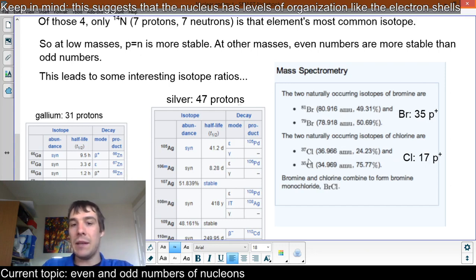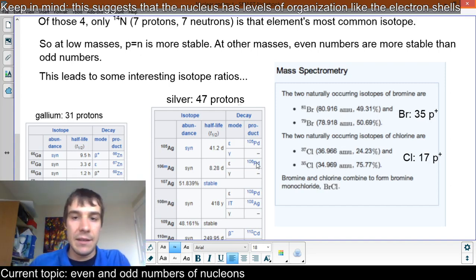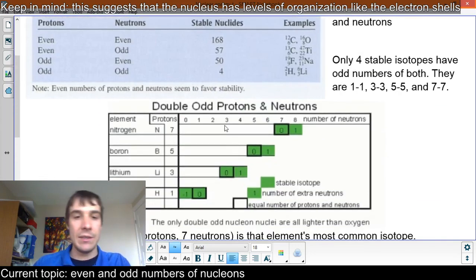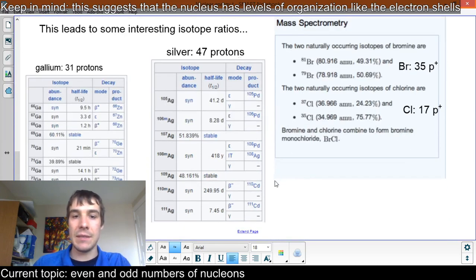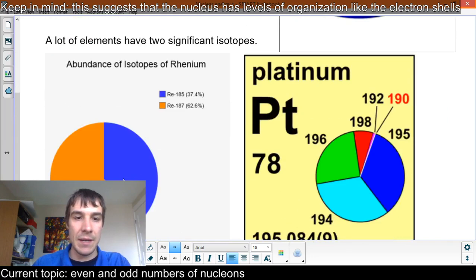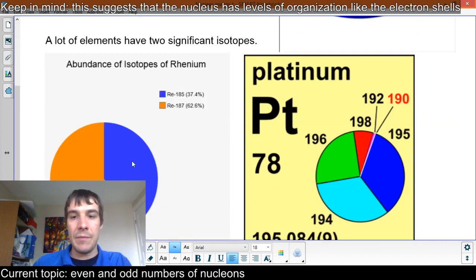And same thing with chlorine. Chlorine has 17 protons, and it's a split. About 25% of it is chlorine 37, and 75% of it is chlorine 35. It seems like even numbers are good. There's kind of a cool trend that we notice in the periodic table that helps explain some of this decay. We see the same thing when we looked at isotope ratios back here. Rhenium, there's 185 and 187. Those are both stable.